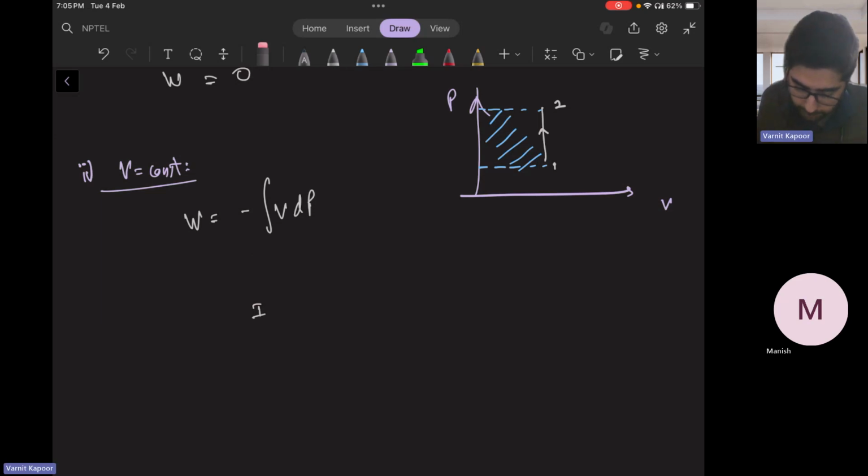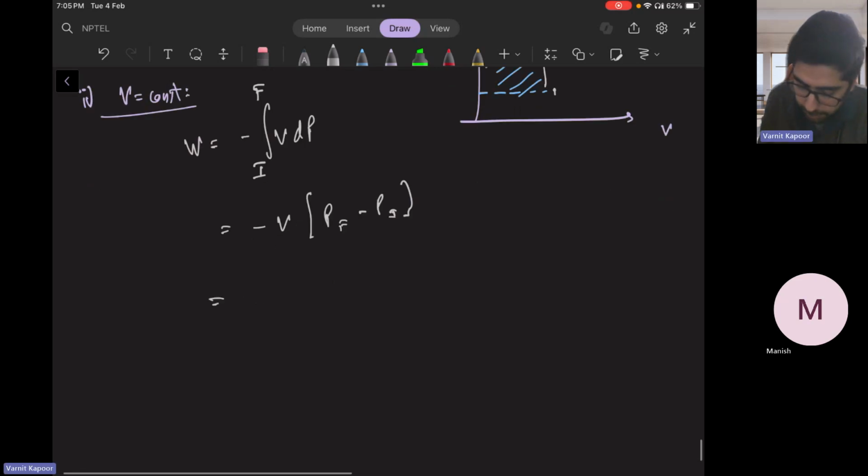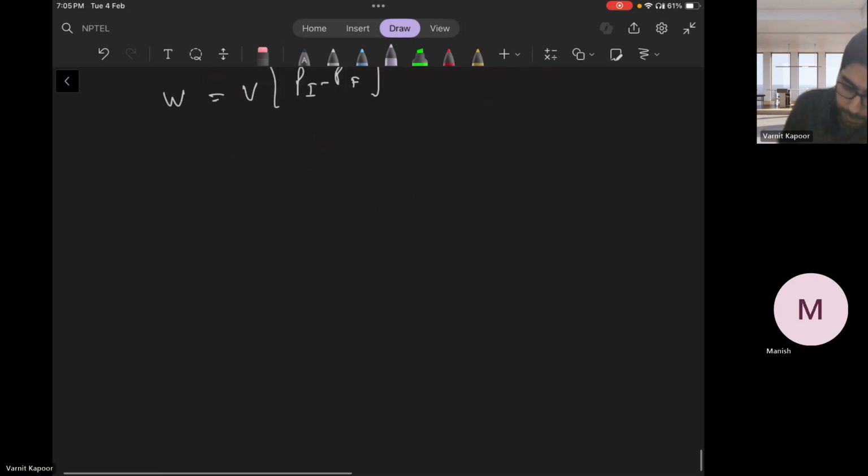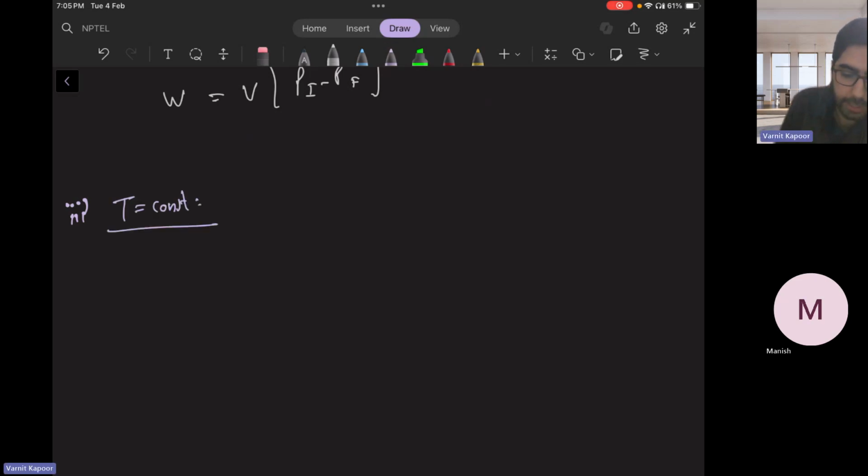Sorry, I should write it like this: initial to final. So negative of V into P final minus P initial, or you can write, taking the negative sign inside, P initial minus P final. That is the work done at constant pressure or constant volume process. Next one is constant temperature, third, the isothermal process.